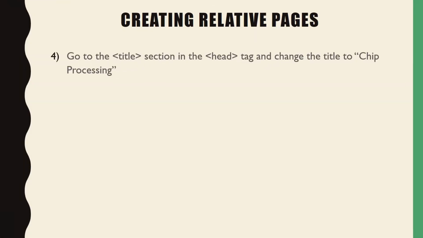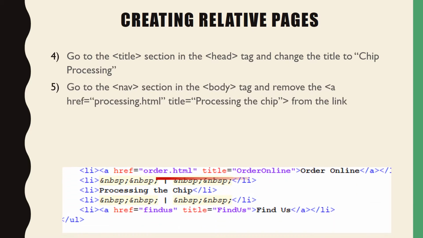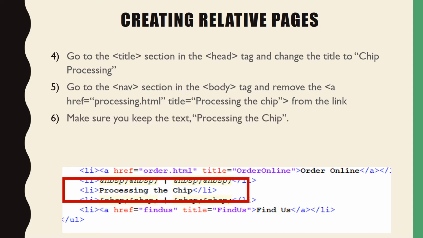Go to the title section in the head tag and change the title to Chip Processing. Go to the nav section in the body tag and remove the anchor, the href, and the title from the link. Make sure you keep the text Processing the Chip. Delete the closing anchor tag. Resave the document.